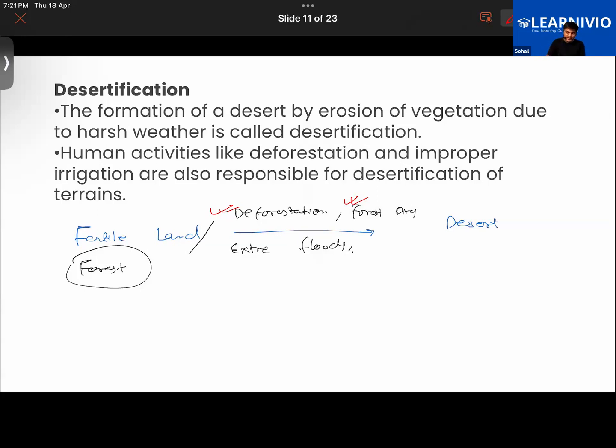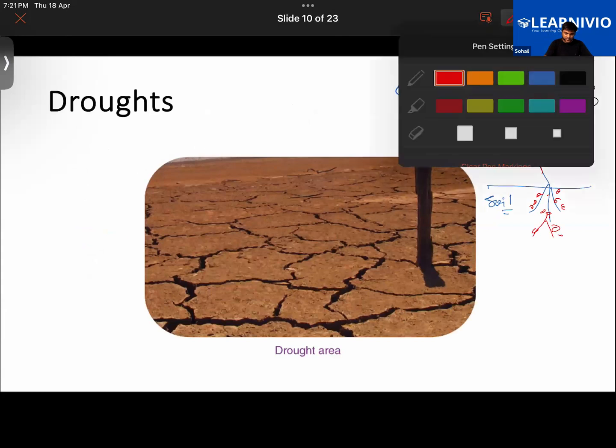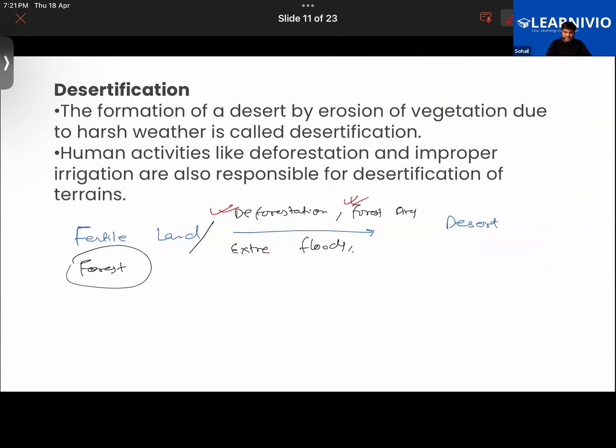Also, it's a slow and gradual process. It's not like all this happens in a day. It will take time. It can take from a few years to some decades. So deforestation, we can say, is one of the main reasons for desertification. Have you guys understood it? It's a simple and basic concept.